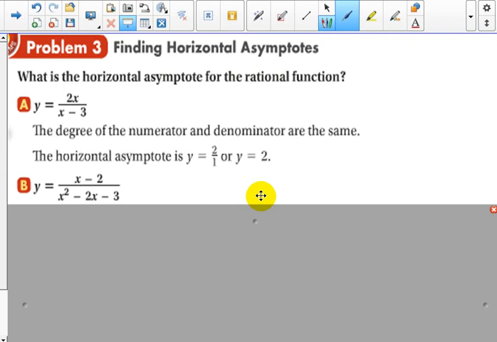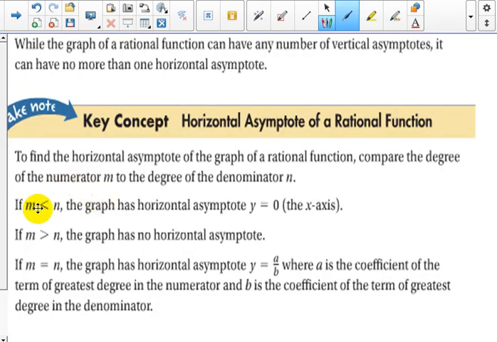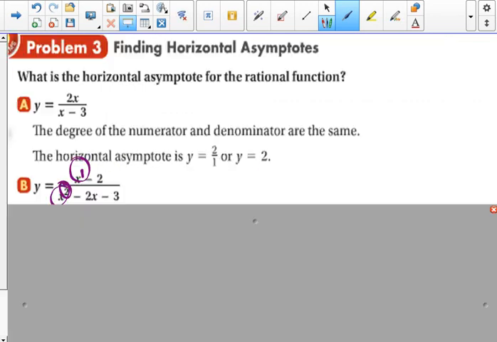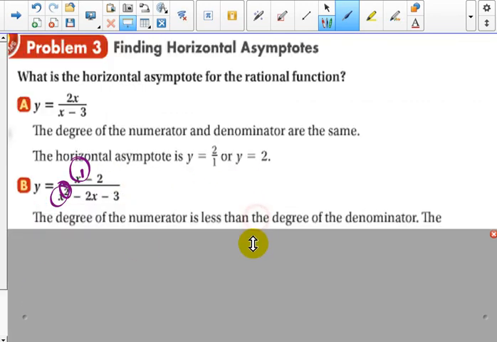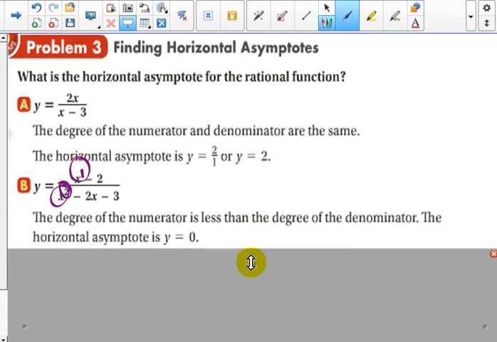Okay, so you look at the powers, the highest power. Look at the next one. On the numerator, our highest power is 1. On the denominator, our highest power is 2. So the top one is smaller than the second. So what was that rule about the top one being smaller? If it's smaller, then it's just the x-axis. So we would say the horizontal asymptote is the x-axis, which is y equals 0.